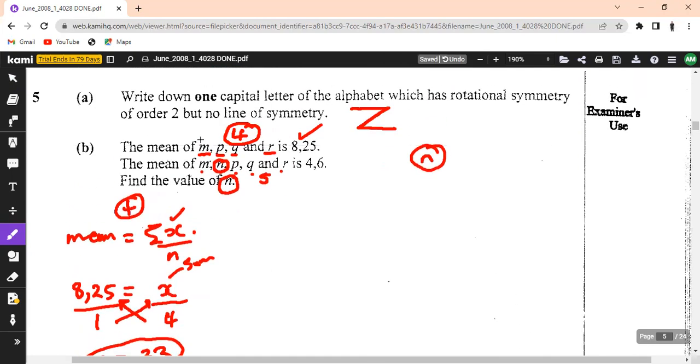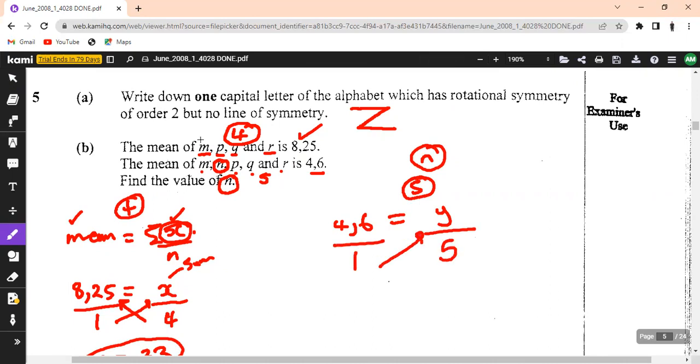Mean of 5 terms now. 1, 2, 3, 4, 5 terms. They've got a mean of 4,6. The sum, we do not know this sum, so you're just going to write it as Y. Do not use the same letters, just use another letter. You can use any letter of your choice. So this is the sum of 5 terms over the total number of terms, which is 5. You can find the value of Y again by cross multiplying: 1 times Y, so Y is equal to 5 times 4,6.